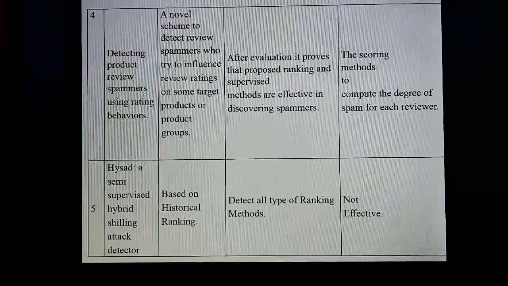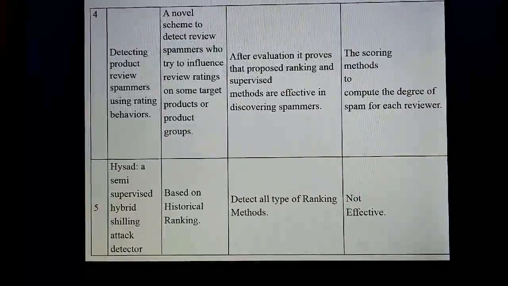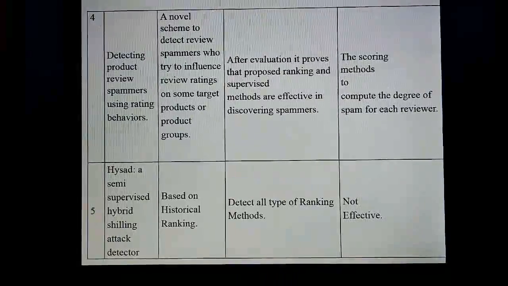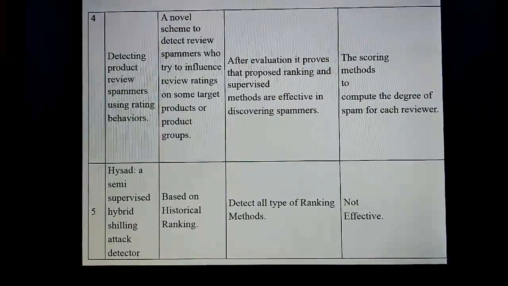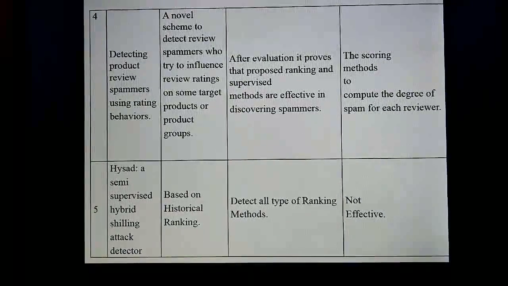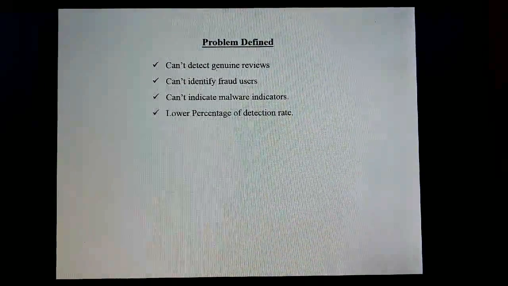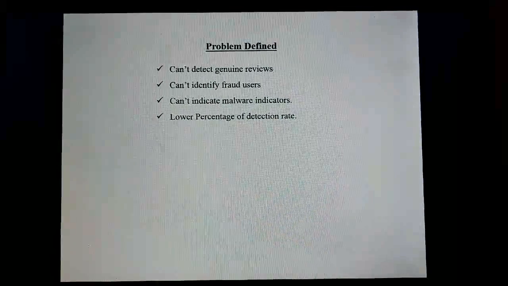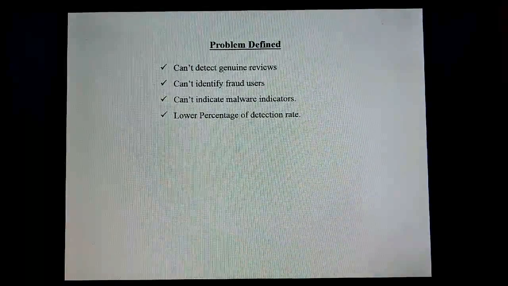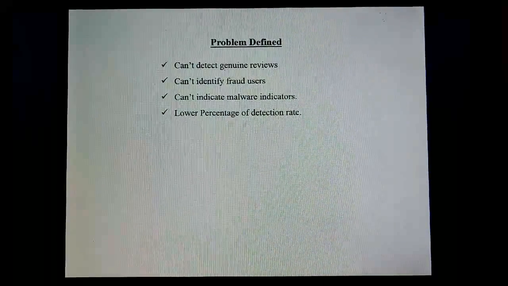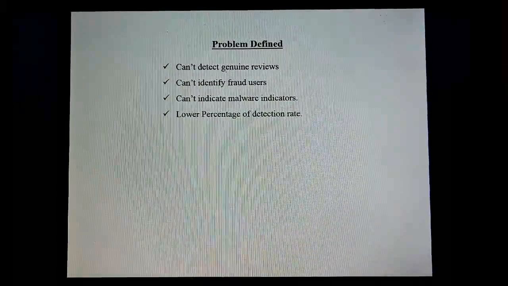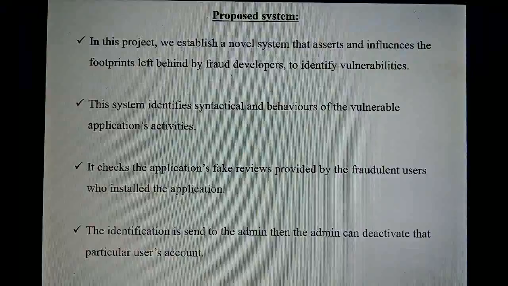The fifth paper is HiSAD, a semi-supervised hybrid shilling attack detector. The technique used is historical ranking. The advantage is that it detects all types of ranking methods. The disadvantage is that it is not that effective. So, from those 5 papers, I've concluded with the problems listed over here. The first one is that it can't detect genuine reviews. The second one is that it can't identify fraud users. The third one is that it can't indicate malware indicators. And the last one is a lower percentage of detection.